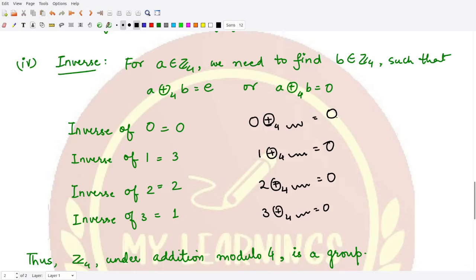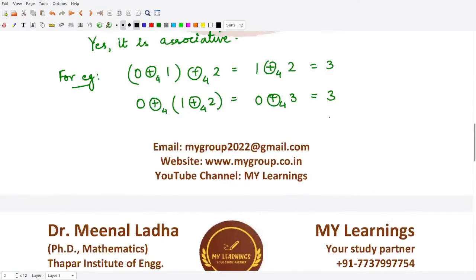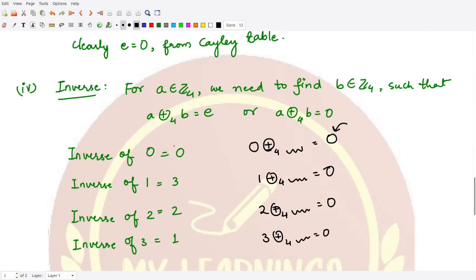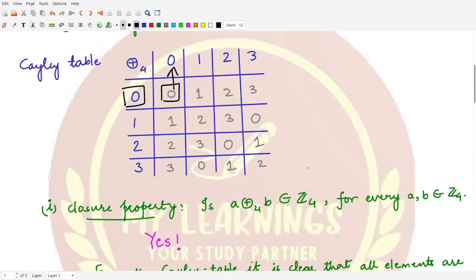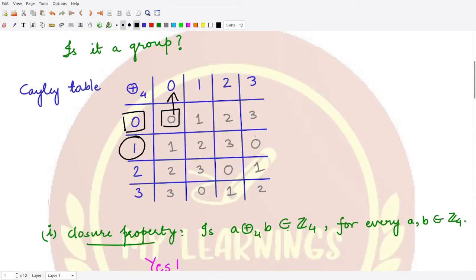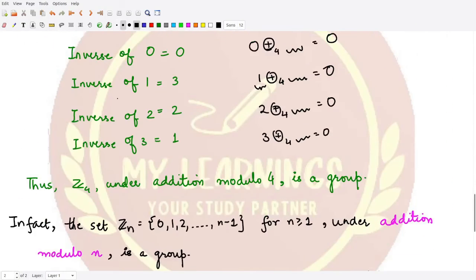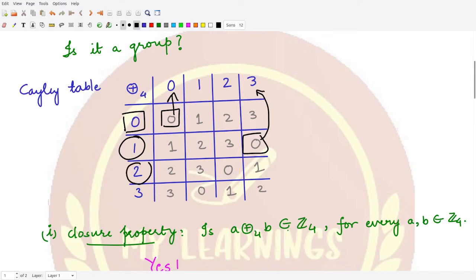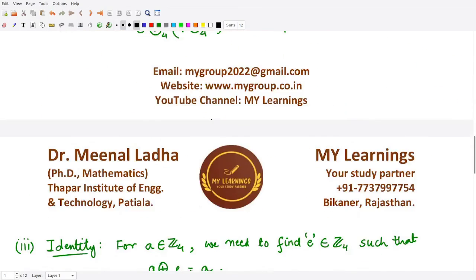Now for 0 we need to see for which number we obtain the result as 0. We obtain the result as 0 for the number 0. So that means the inverse of 0 is 0 only, correct? Now for the second term here, we wanted to see for 1 which number gives us 0. So 3 gives us 0, right? So the inverse of 1 is 3. Similarly for the inverse of 2, we need to look for the number such that the result is 0. The result is 0 here. It corresponds to 2 only. So that means 2 is the inverse of 2.